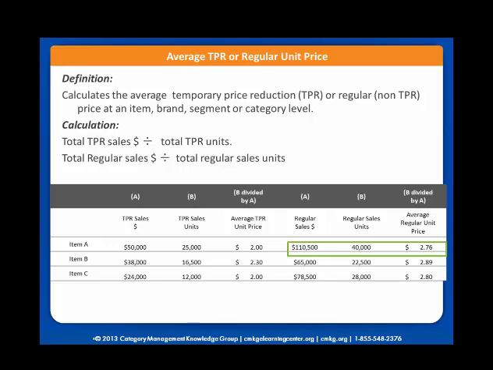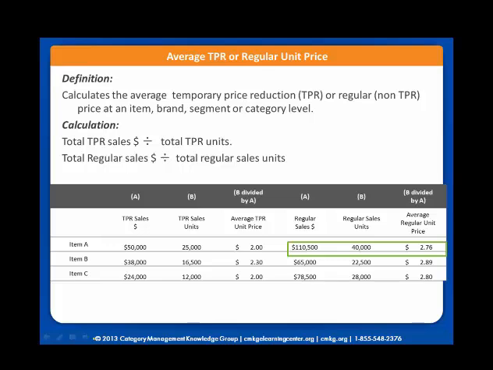So if we're looking at that calculation here again, you can do this based on TPR or temporary price reduction or regular unit price. So it's another way that your pricing number or your average price can get a little bit muddied again. The more you're averaging out, the less meaningful that price point actually is.